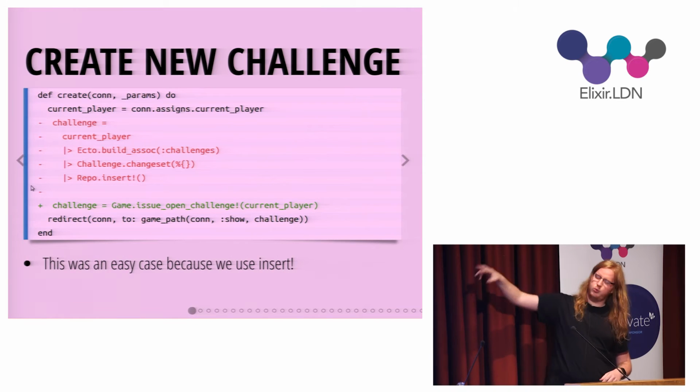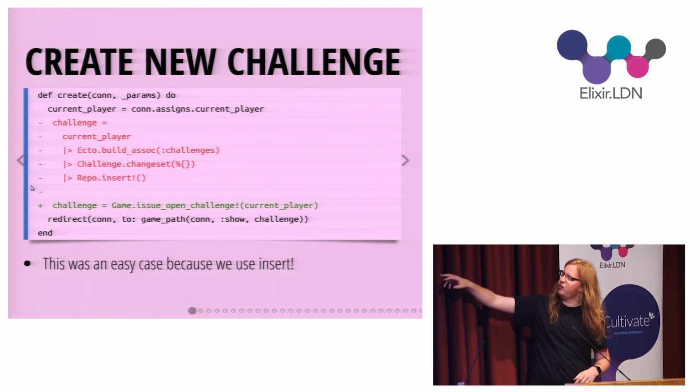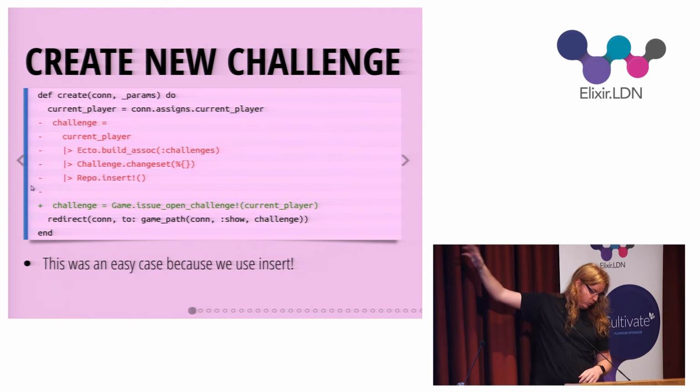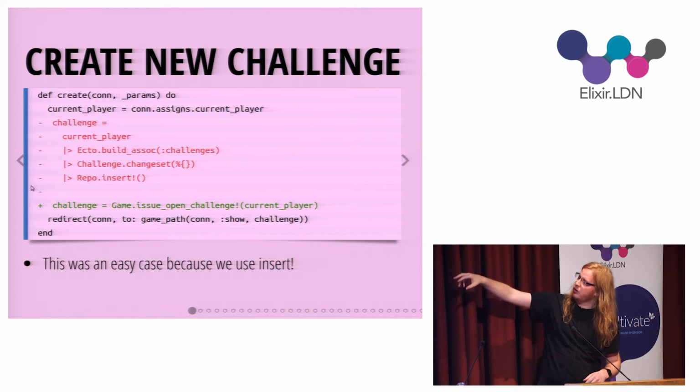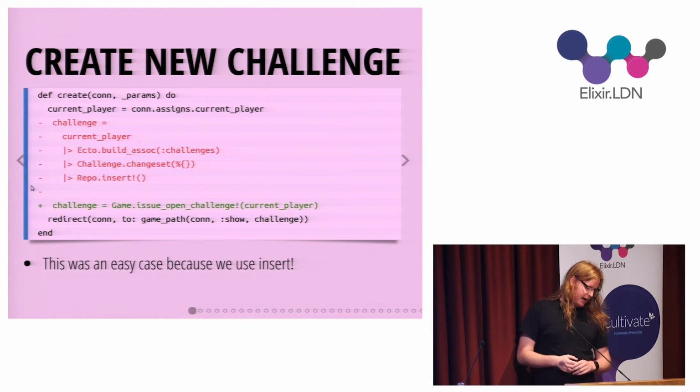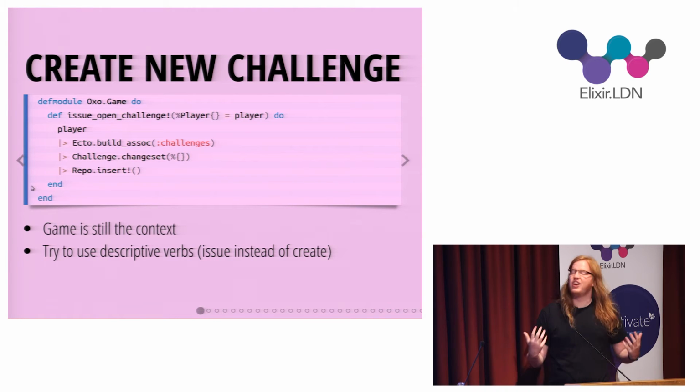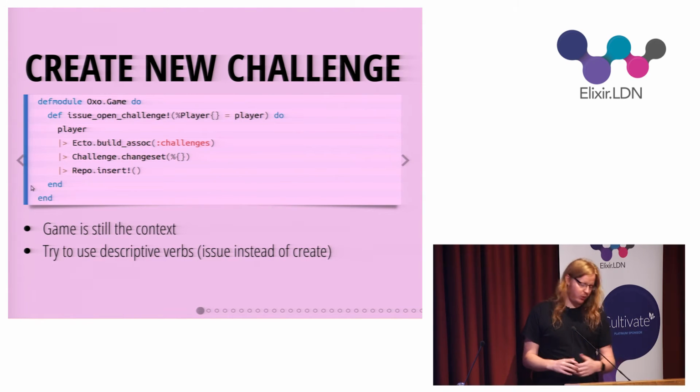So here's another case. This one's different because before it was using the Repo insert bang function, and it would build the challenges and insert them, and if it fails, then it would raise. And now we're calling this game.issueOpenChallenge function, again with a bang, so it raises. And this is an easy case because there's no matching to do here, so we've kind of ported the function. And again, the function name is explicit. It's called issueOpenChallenge. It's not called like createChallenge. It's very explicit in what it's doing.